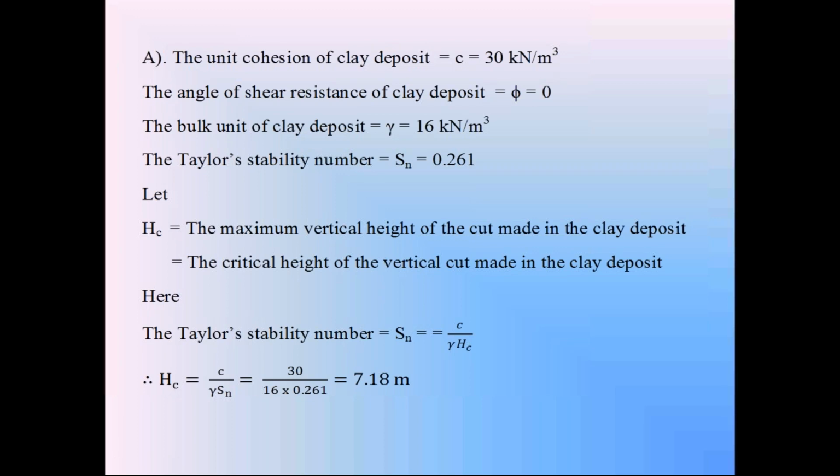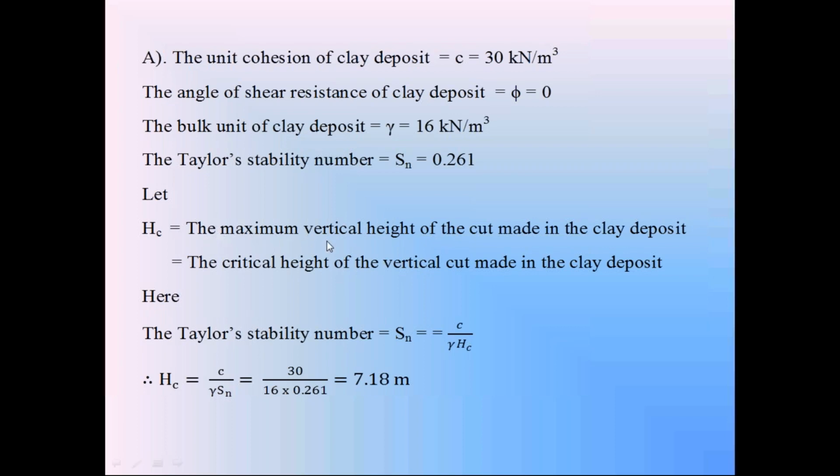And for this problem, the angle of internal friction, or the angle of shearing resistance, of the clay deposit phi is 0. For that clay deposit, the bulk unit weight is 16 kilonewton per meter cube. They mentioned the Taylor stability number as 0.261. We are asked to find the maximum vertical height of the side of the canal, so that the vertical side should be stable.